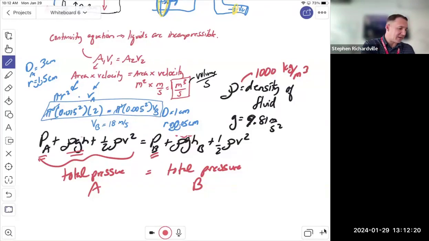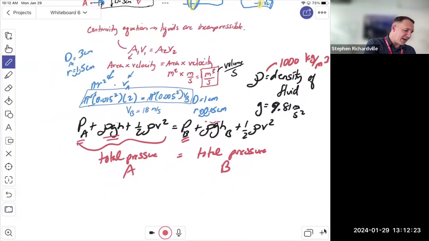So let's go ahead and solve this and kind of be done with this piece. The pressure at A is what I'm looking for.